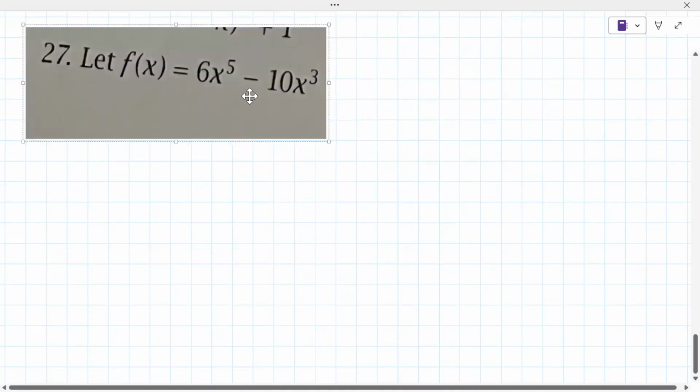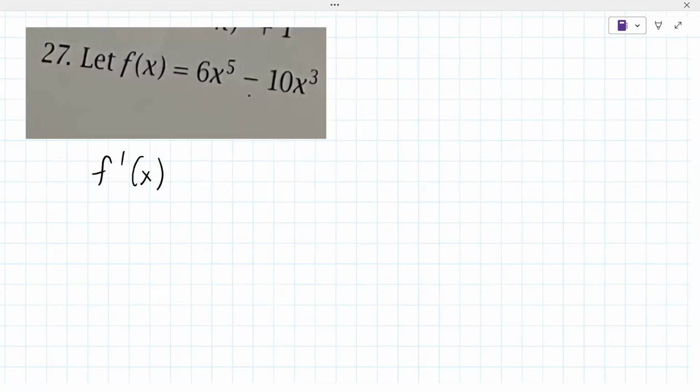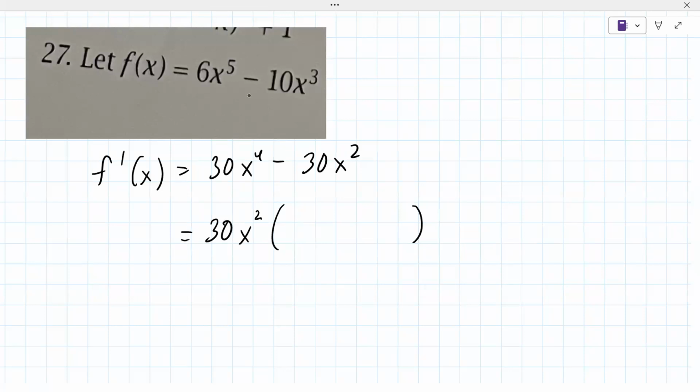All right. Could you take a derivative of this, please? 30x to the fourth power minus 30x squared. All right. And what is the GCF? Isn't it 10? 30. It's 30. And then x to what power? The second. Okay. So what goes in parentheses now? x squared minus 1.